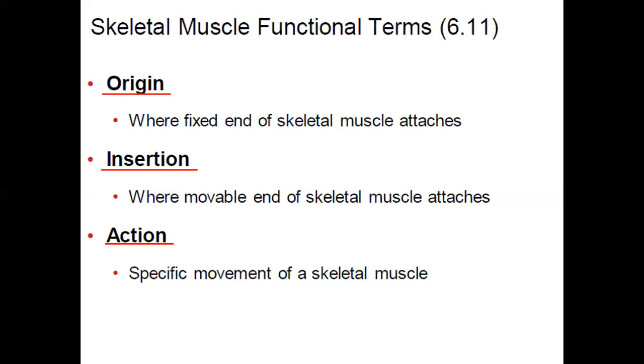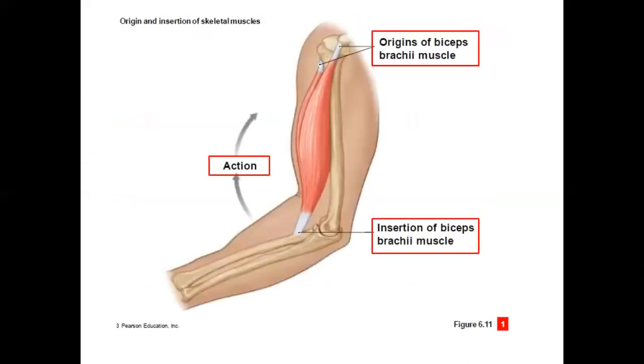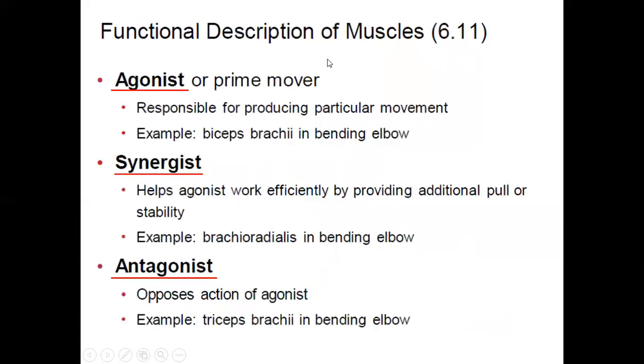The insertion is the movable end, where it inserts on the radius, the bone in your lower arm, so that it flexes your elbow. The action is what we're talking about here, this flexion, extension. The biceps brachii muscle, the bicep in your upper arm, the action of that muscle is to flex the elbow. So that's a specific movement of that muscle. Here's the origin of the bicep up in the shoulder, not movable. Insertion, movable. And when the muscle contracts, the action is to move the point of insertion towards the point of origin. So the action is flexion of the elbow.